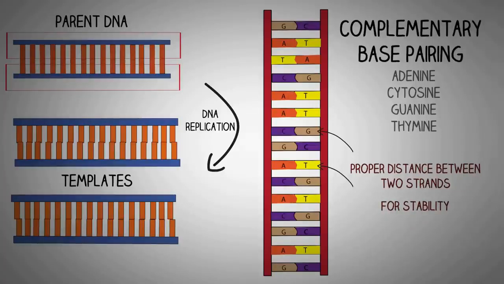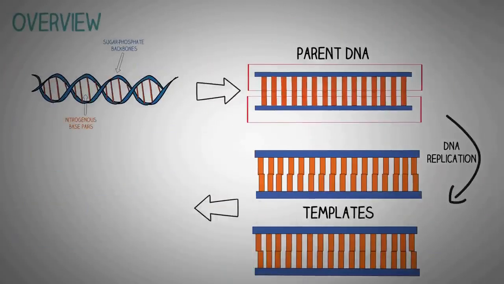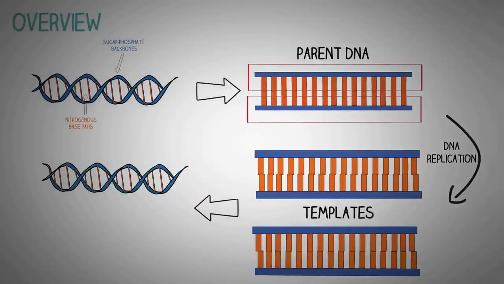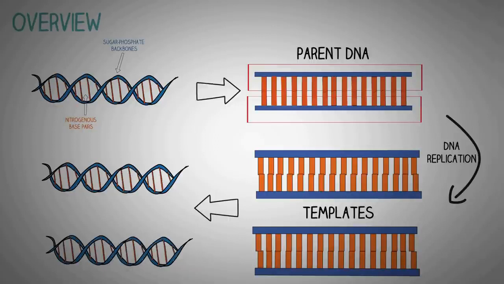When the parent DNA is split, each strand acts as a template for the formation of a new strand. This leads to the formation of two completely new sets of DNA which are called the daughter DNA.